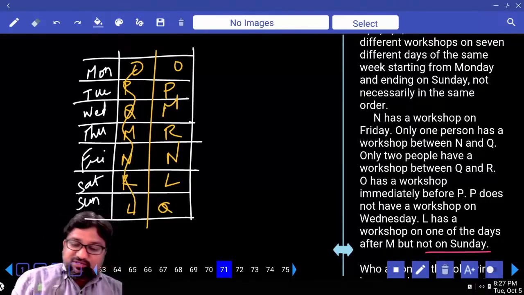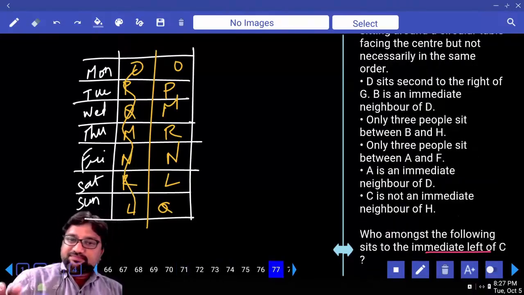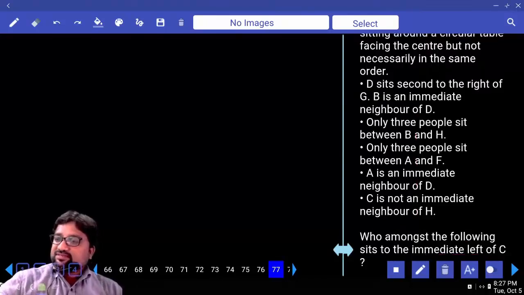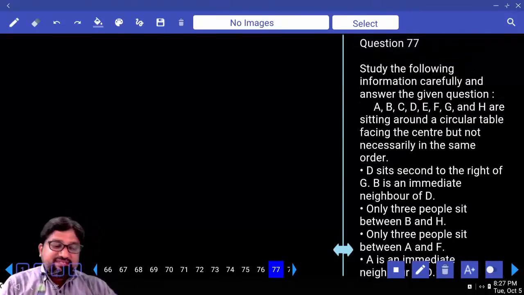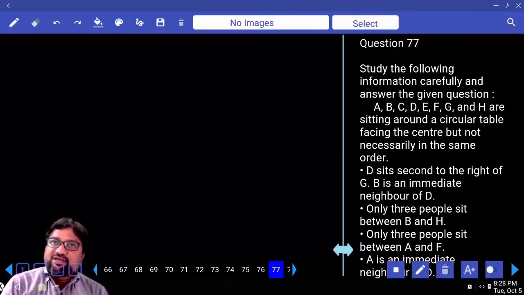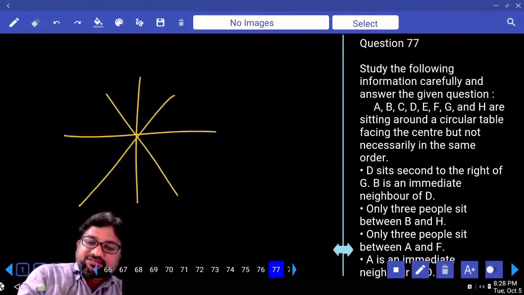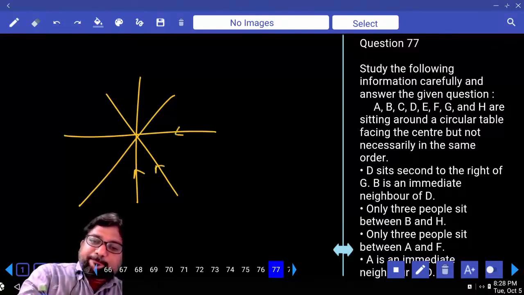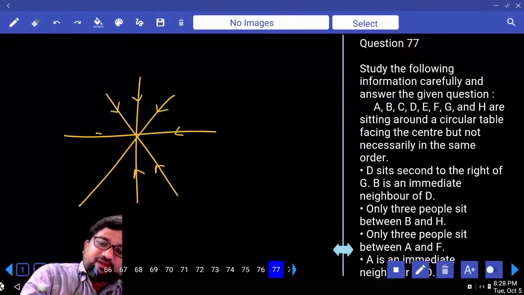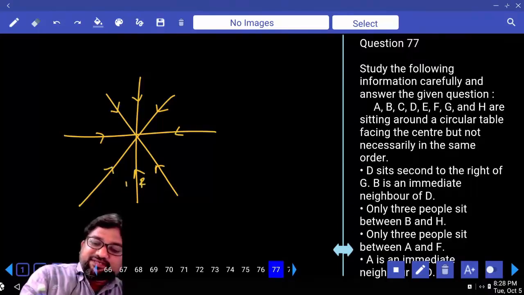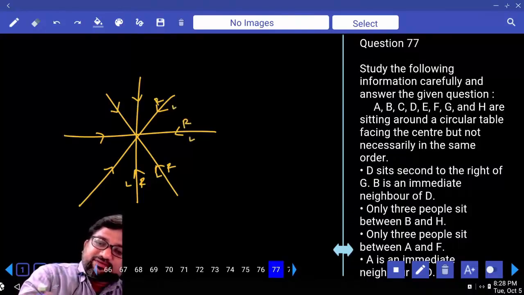What's the next puzzle? Next we'll go for 77 to 81. A, B, C, D, E, F, G, H are sitting around a circular table facing the center, but not necessarily in the same order. So how many persons? 8 persons sitting around the circular table, but not necessarily in the same order. Everybody is facing inside. And as I tell you every time, if you are new and you have started your practice very recently, please mention what is right and left, so that you will not get confused. And if you have been practicing for many days, this is not at all necessary.